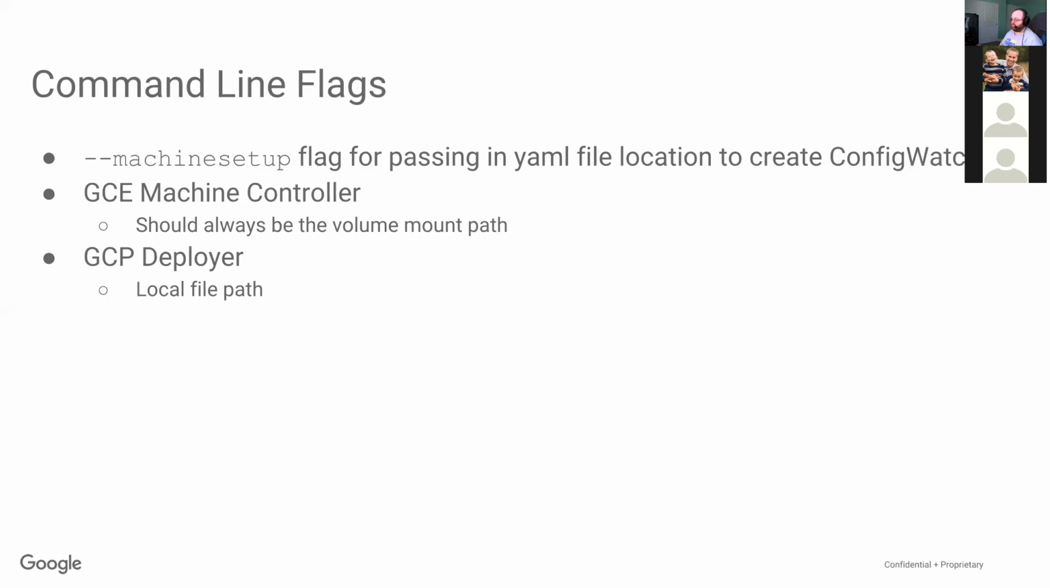I added one command line flag to the machine controller and one to the GCP deployer. This flag just passes in the YAML file location so that the config watch can be created to look at this file. In the machine controller, it should always be that volume mounted path. And in the GCP deployer, it's just wherever you saved that file.